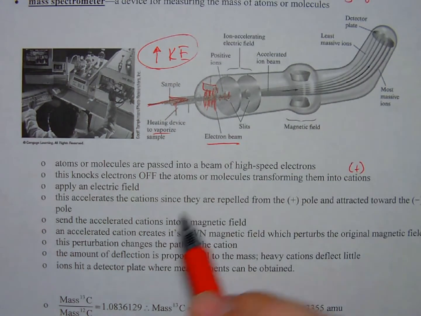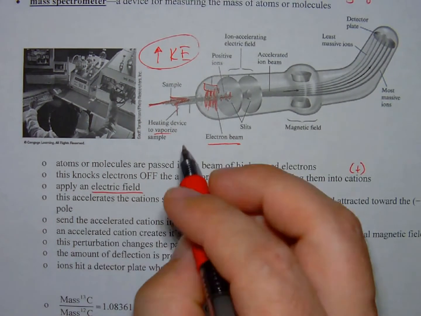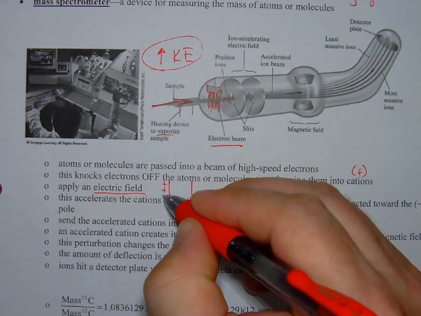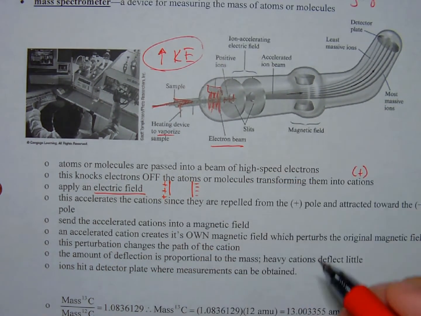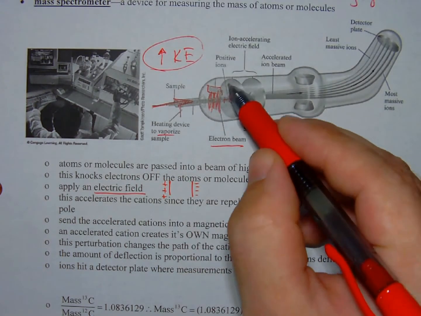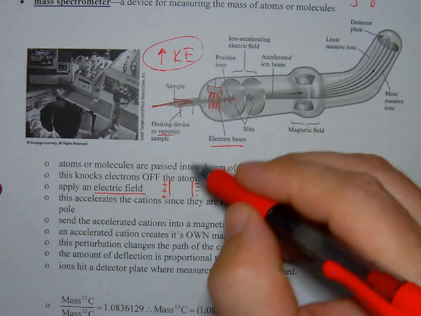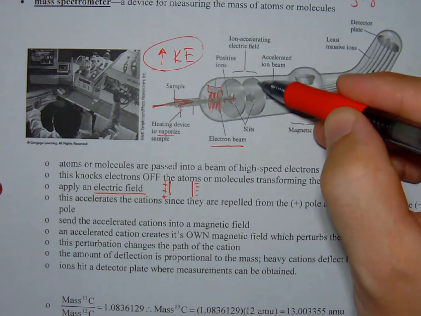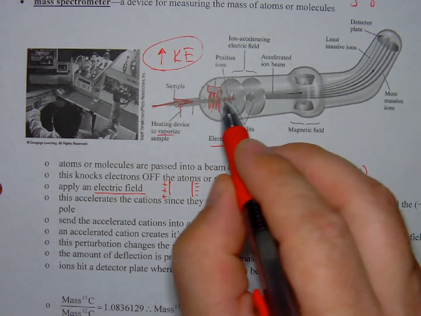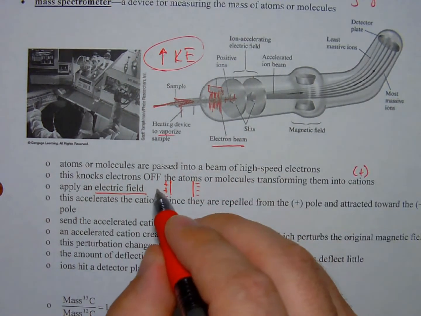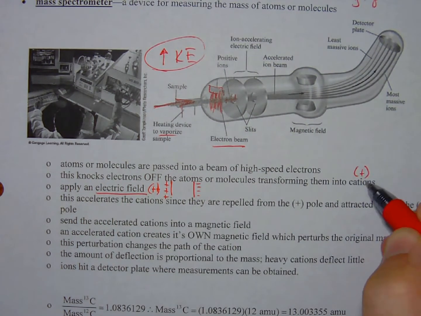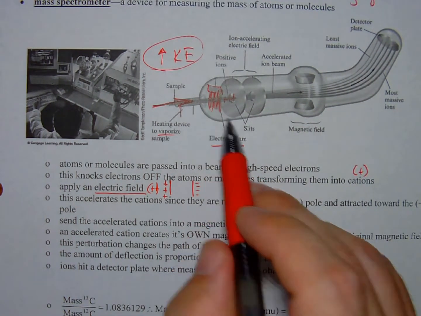Next, we're going to apply an electric field. That means we have 2 plates right here. One of them is going to be positively charged, the other negatively charged. This plate right here is going to be full of positively charged particles. This plate to the right is going to be full of negatively charged particles. So realize what this is going to do to the particles as they pass through. As they enter the field, remember, these are positives, because they're cations. They were ionized by this electron beam.